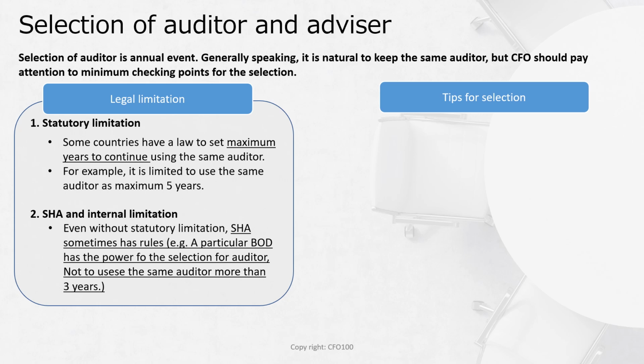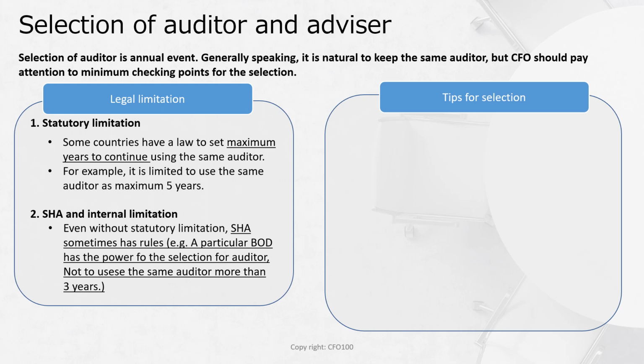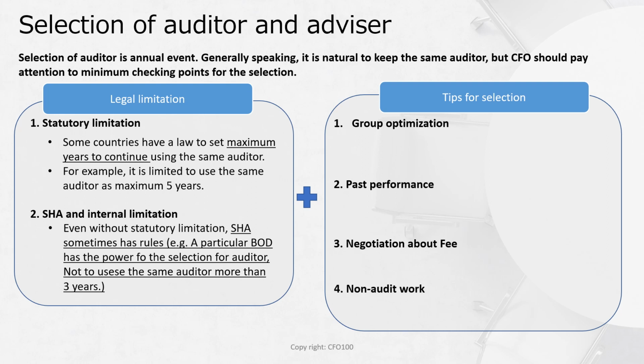From a different point of view, on the right side of the box, you can see more specific points of view to choose them. The first point is group optimization. The second one is past performance. The third one is negotiation about the fee. The fourth one is the relationship with non-audit work. We will touch on them one by one.